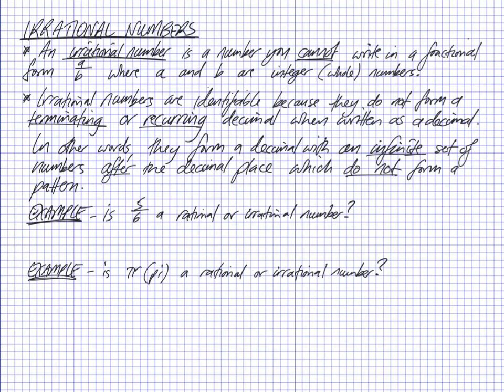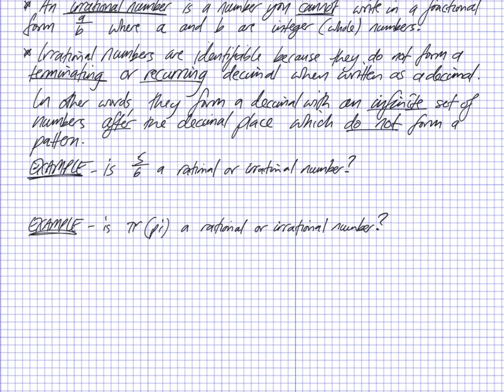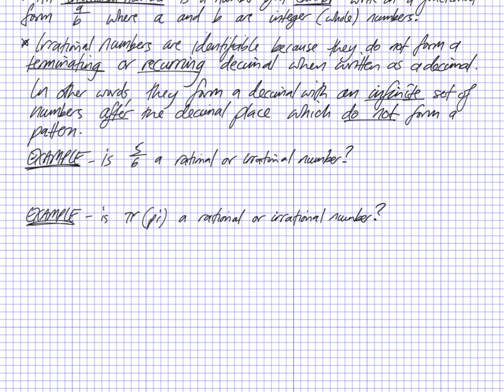The easiest way to identify an irrational number is because they don't form either a terminating or a recurring decimal when written as a decimal. So in other words, they form a decimal that has an infinite set of numbers after the decimal place, and they don't form a recurring pattern. So that gives us an easy way to identify rational and irrational numbers.